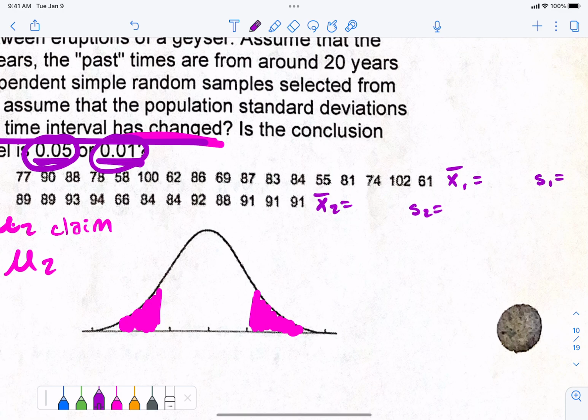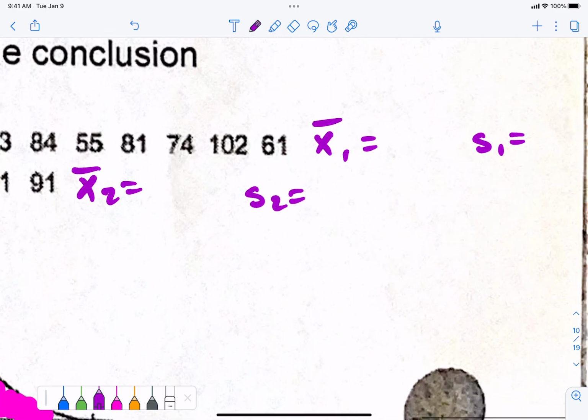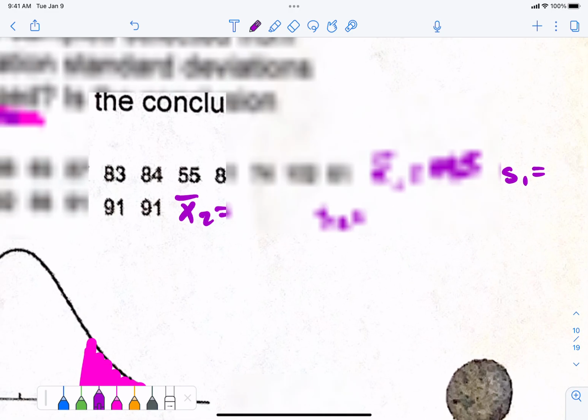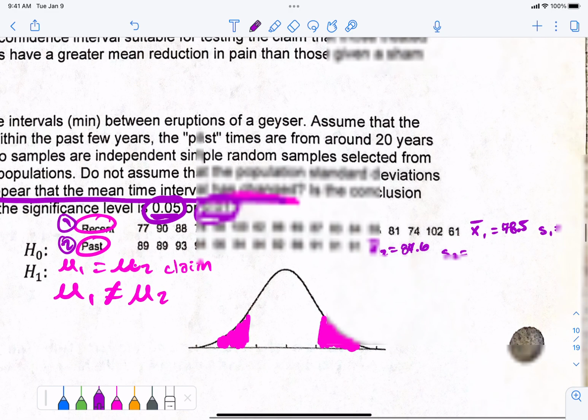You got something? Do you have something? I got nothing. Will you read them to me when you get them? Yeah. Are we trusting Marcus? I did it on my thing. But did you type all the numbers in correctly? X bar 1, yep, 78.5, to 87.6. Woo!